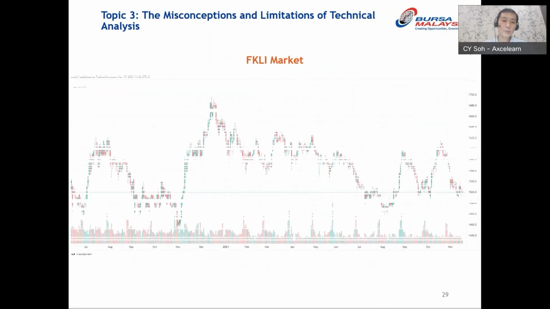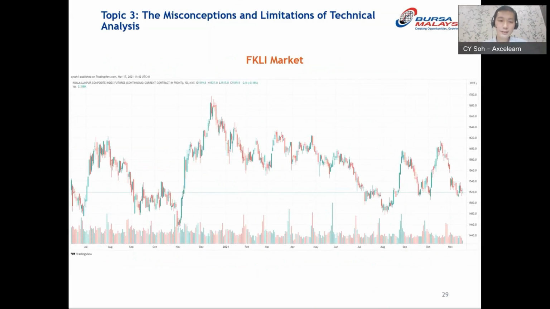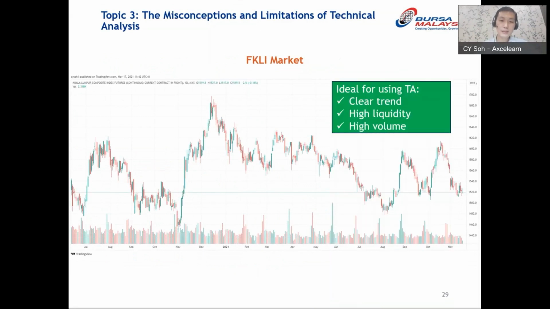And another example, which is our FKLI market, it also satisfies this criteria. It has a clear trend. It is highly liquid. You can buy and sell easily without having a big gap in terms of your bid-ask price. You also have a high volume traded every single day. So this is where you can use technical analysis to your advantage, not every market.